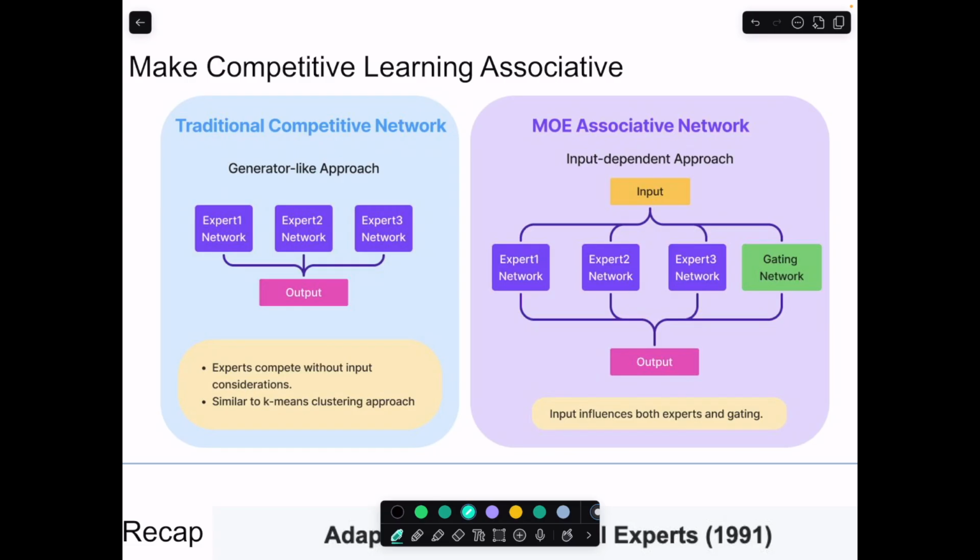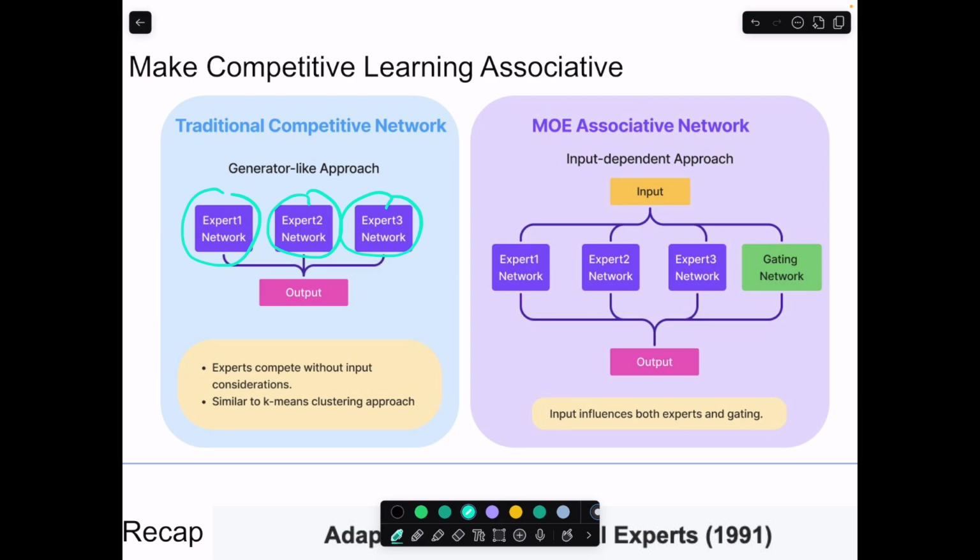So now let's talk about how to make competitive learning associative. A traditional competitive network doesn't really take consideration of input. So what it really learns is about the distribution of the data. And then it has a generator to generate the output based on what it knows about the distribution of the data. A concrete example you can think about is k-means. When you are using k-means, what you are learning is not a function that converts input to output, but rather you are learning the distribution of the underlying data and then generating based on the distribution.